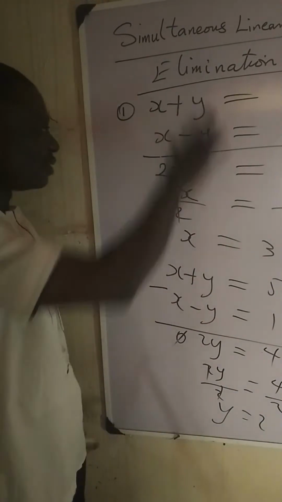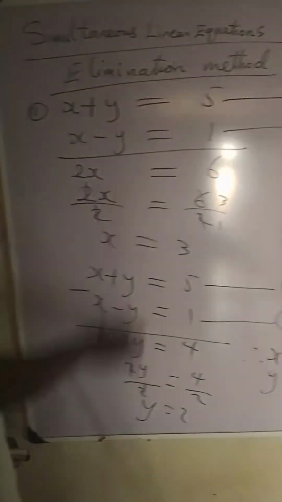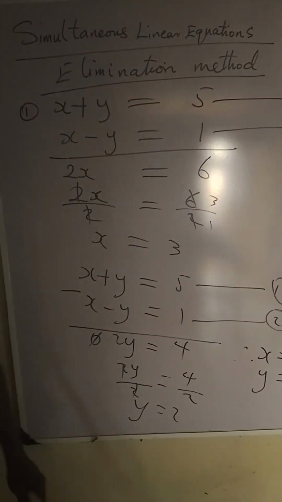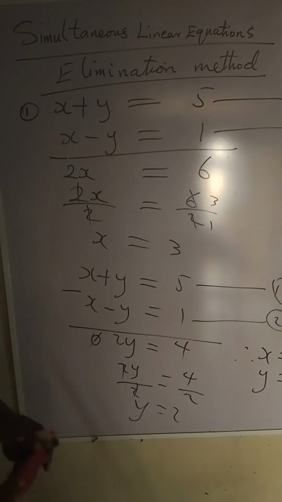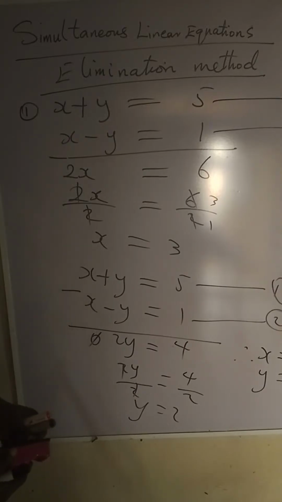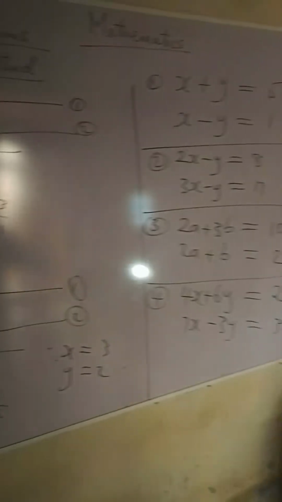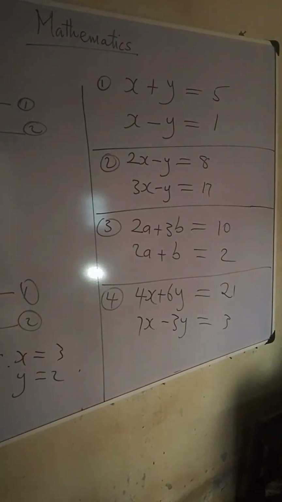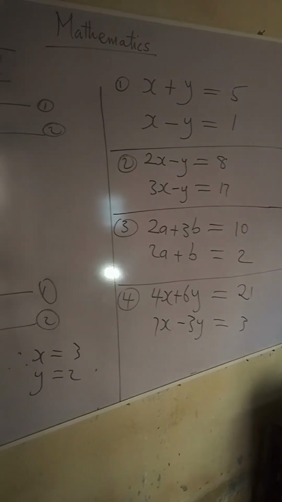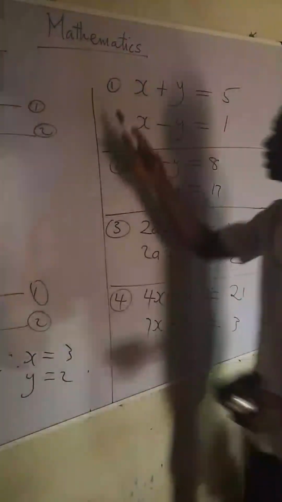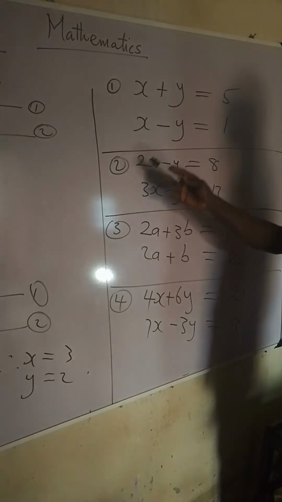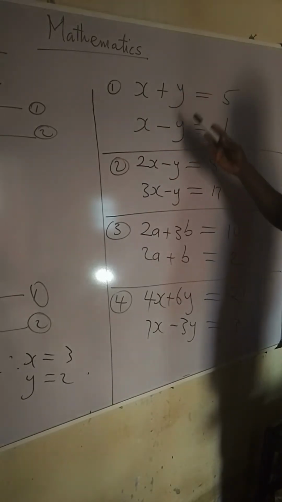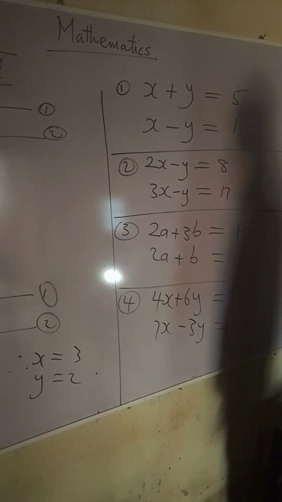But here we have used what? Only elimination method. I hope that is clear. Thank you very much. Now, we go to number 2. Remember, in whichever one you are going to solve, we need equal coefficients. Here we have equal coefficient 1 and 1, equal coefficient 1 and 1, whether it is plus or minus.